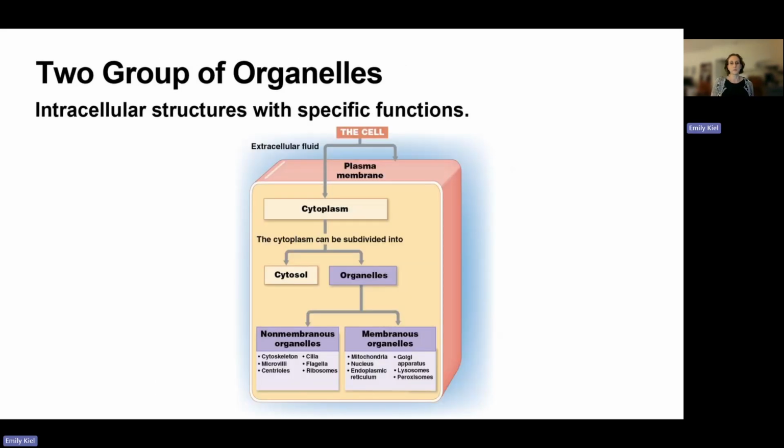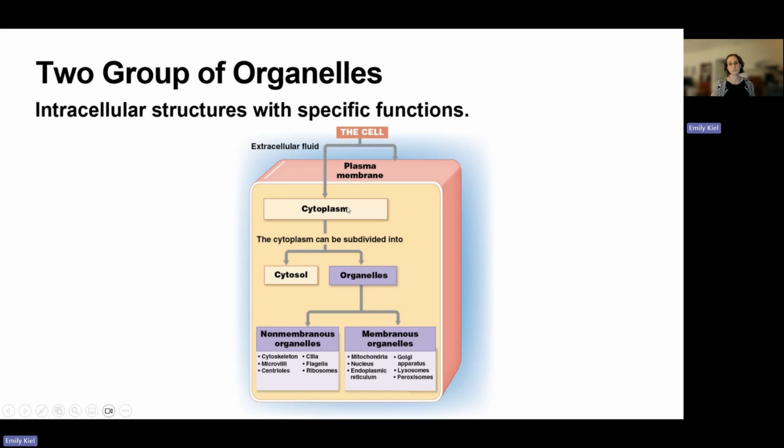There are 2 groups of organelles. So organelles, think of them as the little machinery in the cells that perform the functions. And they are simply intracellular structures with specific functions. So we have the cell here that is surrounded by the plasma membrane or the cell membrane. All of the fluid outside of the cell is known as the extracellular fluid.